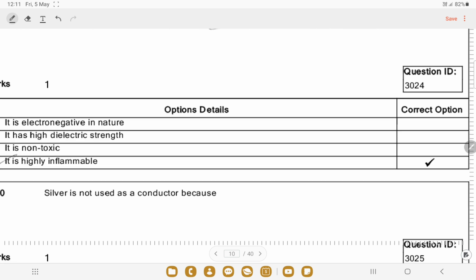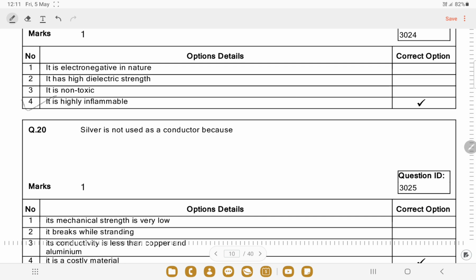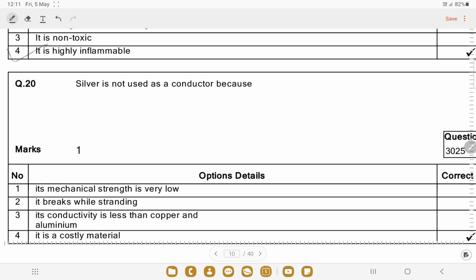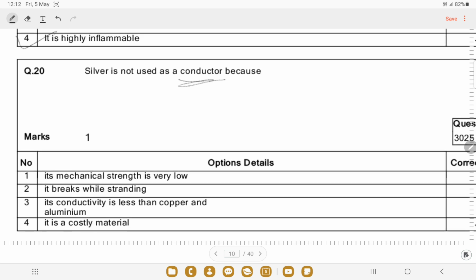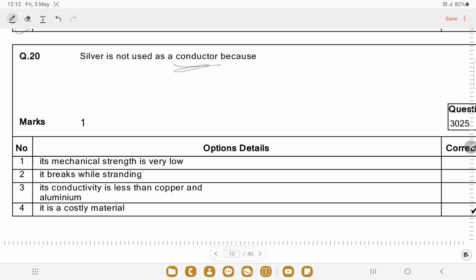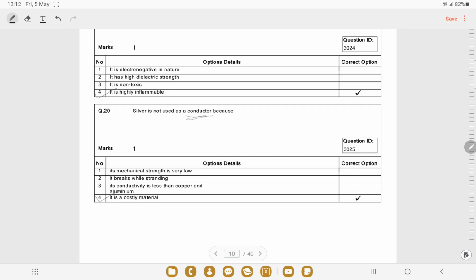This is not correct. Okay, next we have silver is not used as a conductor because it is very... Silver is a very good material and can be used as a conductor, but the main reason we don't use it as a conductor is because it is very expensive. So from the options given here, yes, it is a costly material.